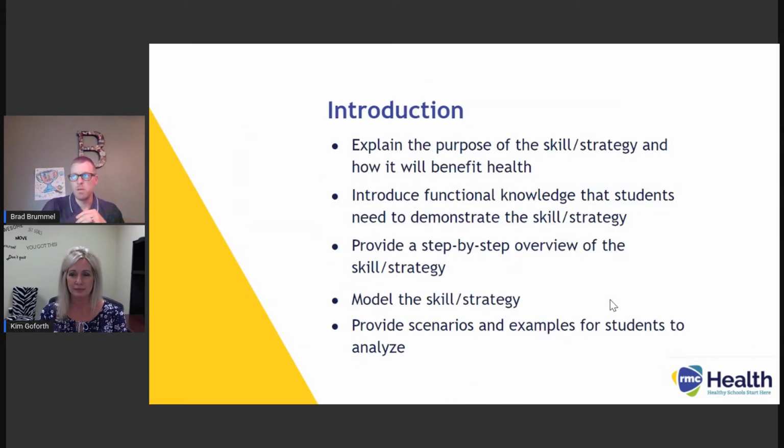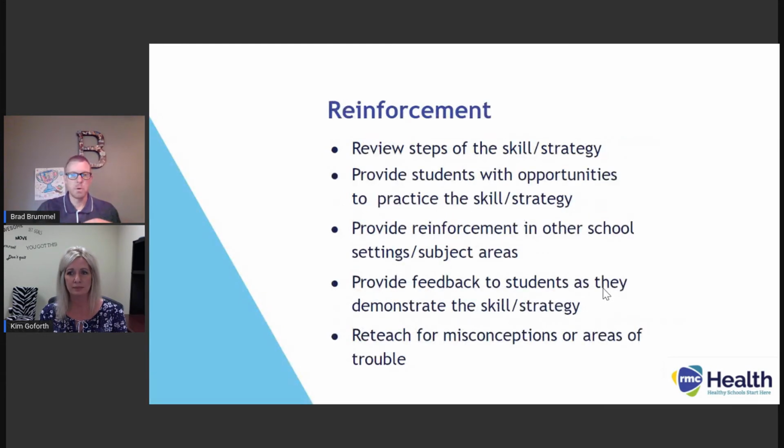Kim just went through the introduction. So when you're introducing a skill, those are the 5 things that are a must have when teaching a skill. And then next we want to reinforce the skill. As a teacher, we want to make sure that we're reviewing those steps from the intro. We want to make sure that there are plenty of opportunities for students to practice that skill or strategy. If we can identify areas outside of our health instruction where students can practice that, we want to make sure students and other teachers in our building are aware of that. We want to make sure that as students are practicing, we're providing relevant feedback as those students are demonstrating. So that's real-time feedback.